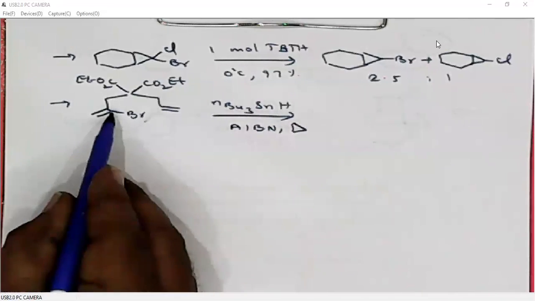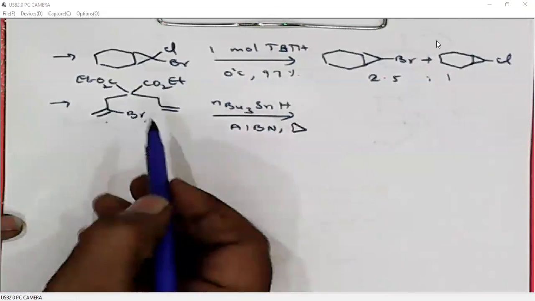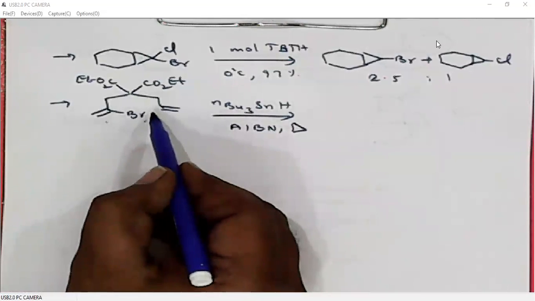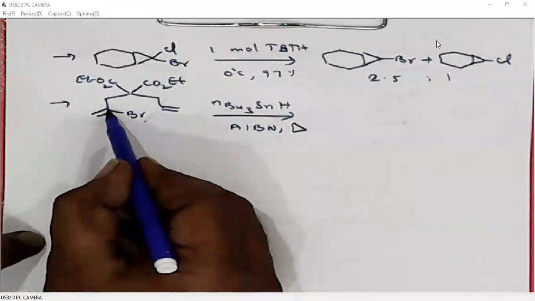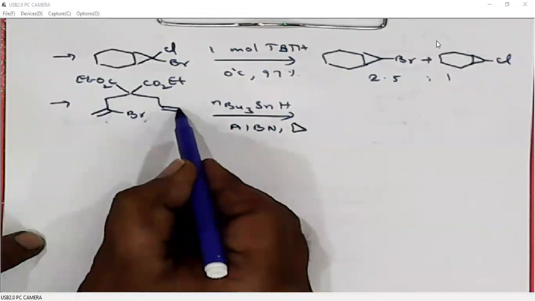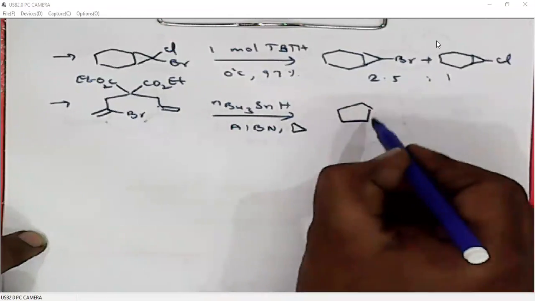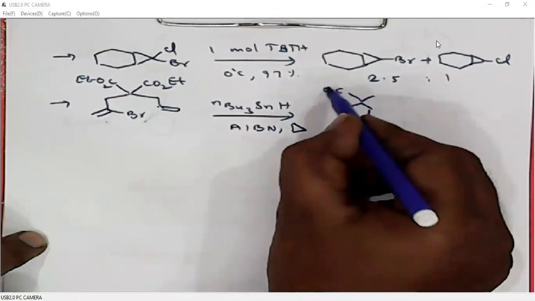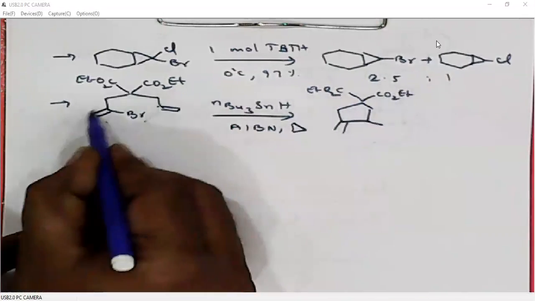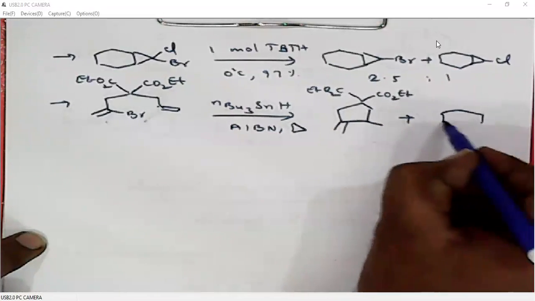When a radical is generated here, it will undergo intramolecular cyclization with this double bond. 1, 2, 3, 4. Generally 5-membered rings are more stable compared to 6-membered rings, but a 6-membered ring will also be possible if this radical combines with this carbon. 1, 2, 3, 4, 5, 6. So major is the 5-membered ring formation. Minor is the 6-membered ring.